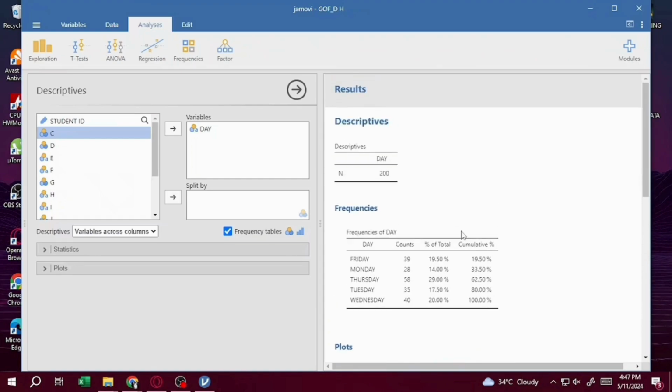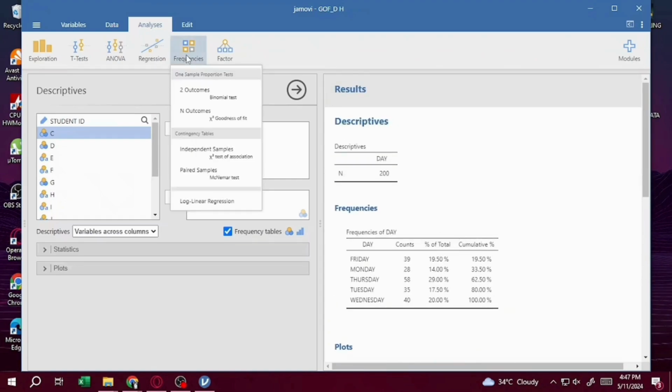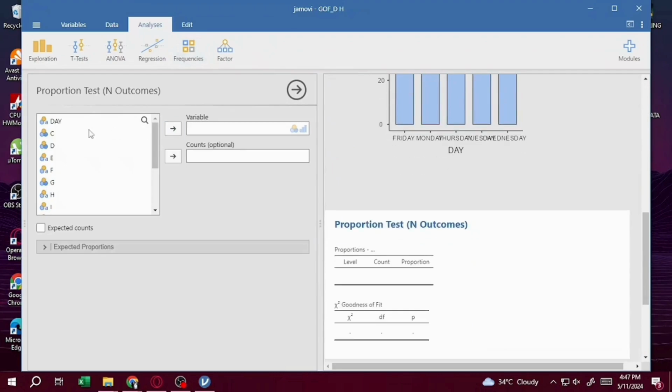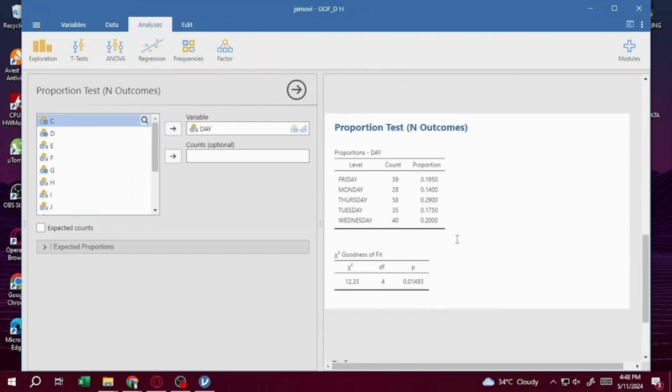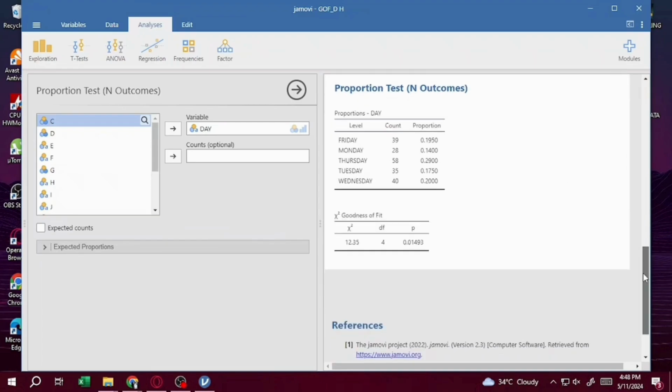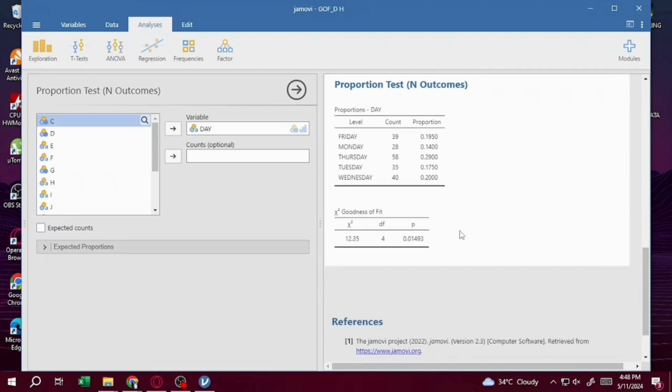So let us proceed to our frequencies, which we will select the goodness of fit under the sample proportion. And again, let's have our variables. So initially, these are the values that we got, but this is actually inaccurate since we are yet to lay our expected values based on the inquiry. So what we will do next is have our expected values.